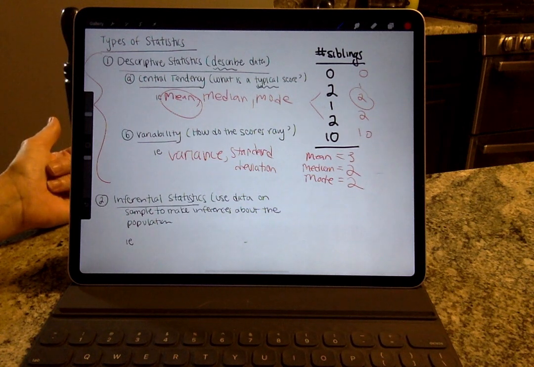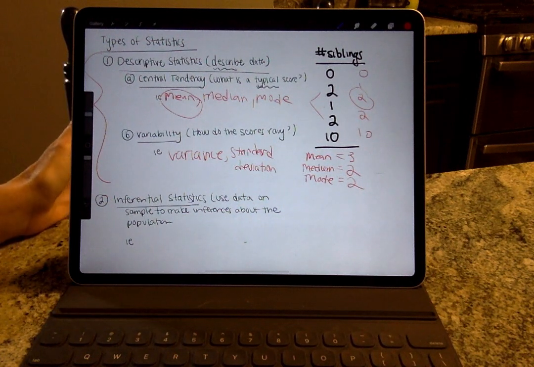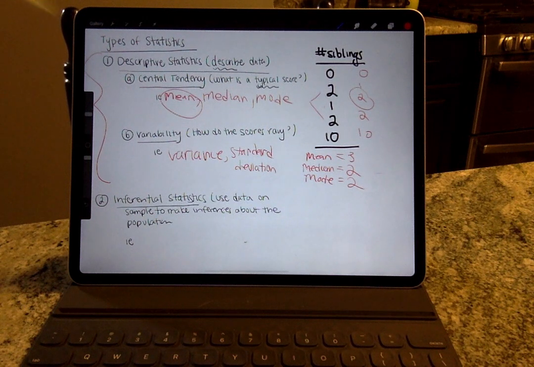The second type of statistics is something called inferential statistics. Inferential statistics use data on the sample to make inferences about the population. There will be a follow-up video going into more detail on what I mean by sample and population, but for now, I'm just going to define it. Inferential statistics use data on the sample, which are these 5 people, to make inferences about the larger population, which is the group that we drew this sample from.